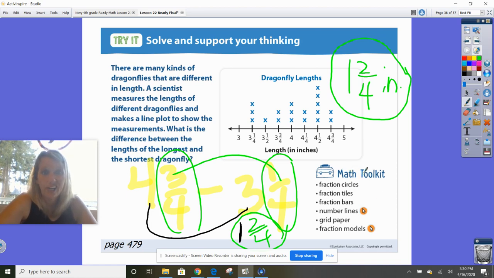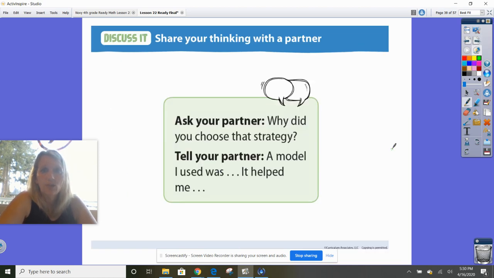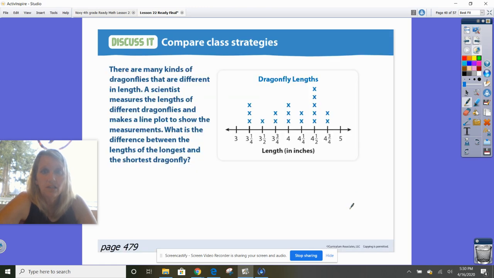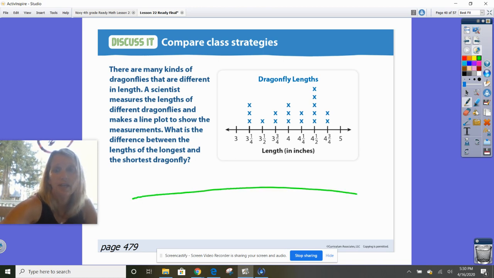All right, do we agree? Hopefully. Share your thinking with a partner. So, did you solve it with a number line? Did you solve it with a tape diagram? Did you solve it by decomposing the parts? Did you take it to decimals? How did you solve it? All right. So this is where we would compare class strategies. You could use a number line.